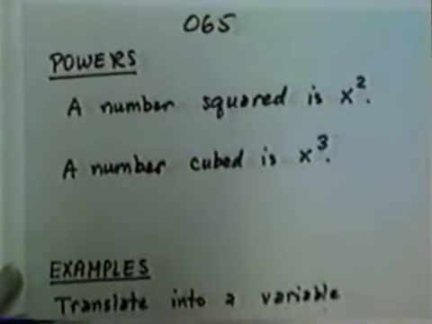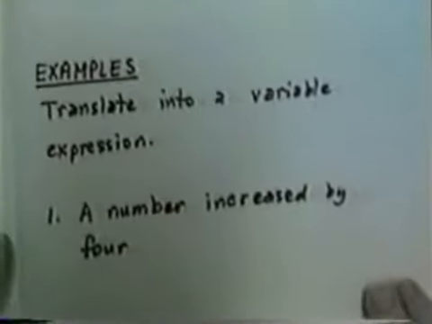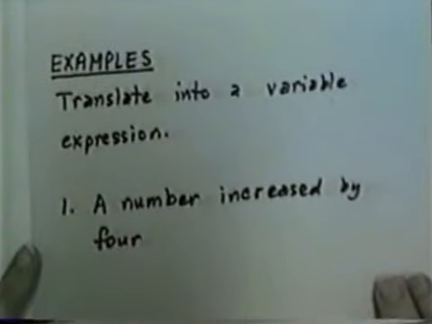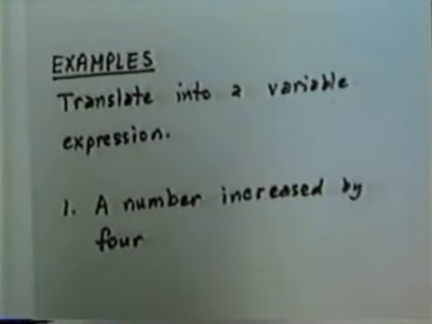Let's look at examples now, using the various expressions that we've been dealing with. For these examples, our instructions are translate into a variable expression. Let's start with a number increased by 4. A number increased by 4.